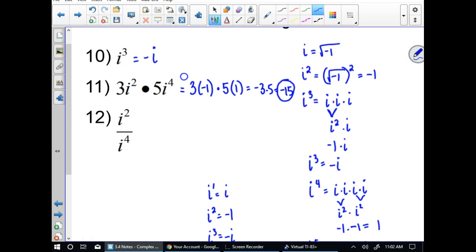Okay, same thing's going to happen on number 12. Trace, what is i squared? Negative 1. And what is i to the fourth? 1. And what is negative 1 divided by 1? Just negative 1. Yep. So your answer is just negative 1 for that. So on a lot of the problems, specifically when you have even exponents, the i's will just go away on a problem like these.